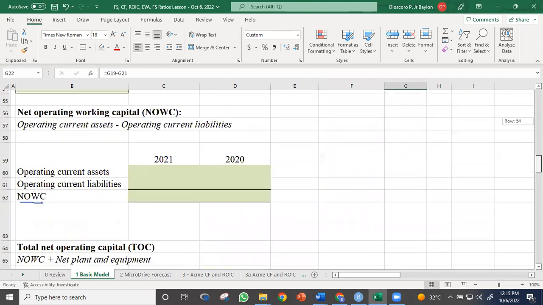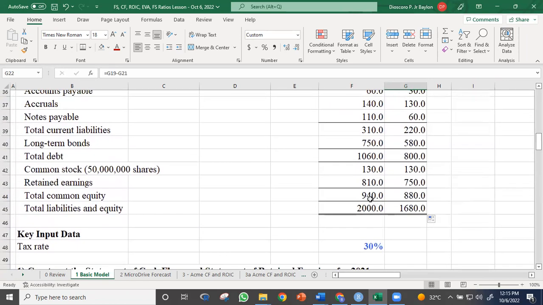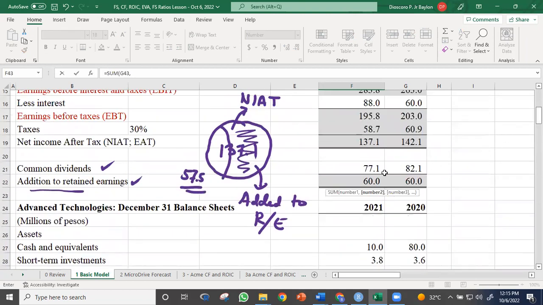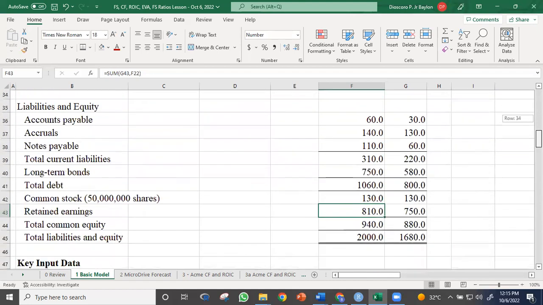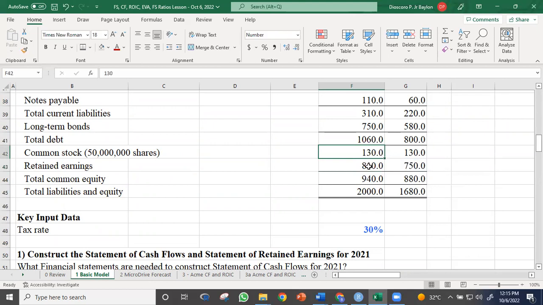Okay, and then when we go here, how do we compute for this? For the retained earnings here, let me delete this once again. It's equal to the previous retained earnings plus the addition to retained earnings of this year. So that's the formula. And when we add common stock and retained earnings, we get our total common equity.